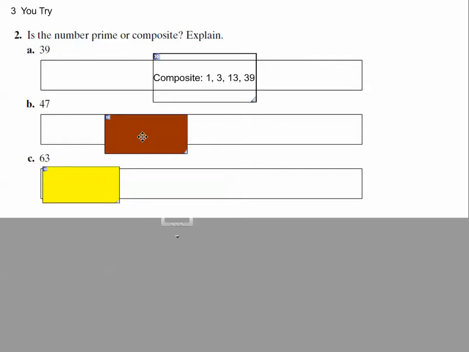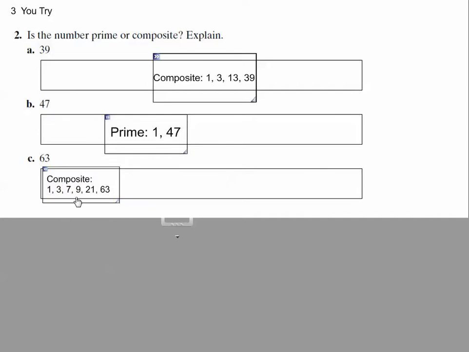47 off the top of my head, I'm not getting anything with my divisibility rules to match up. 7 plus 4 is 11. 7's an odd number. So I know that 47 has to be a prime number, which means the only two factors are 1 and itself. 63 I know is going to be divisible by 9 and by 3. So I have a plethora of numbers that 63 is divisible by. So I know that it's a composite number.